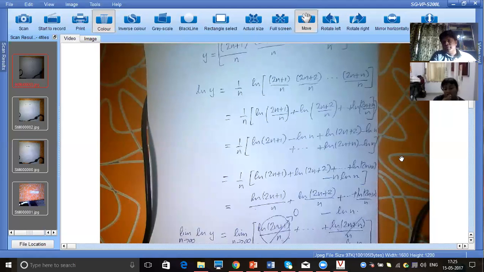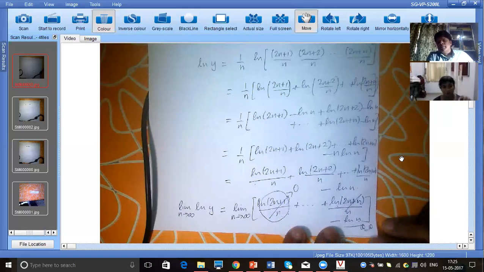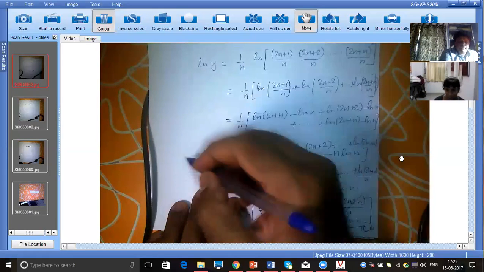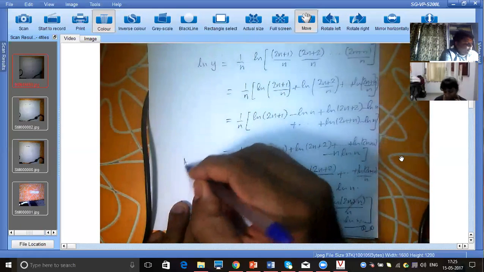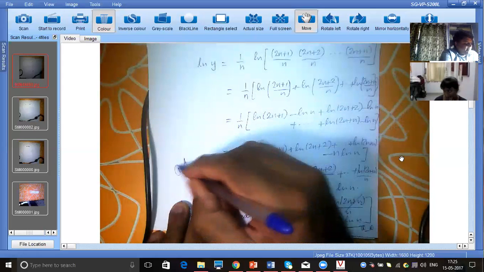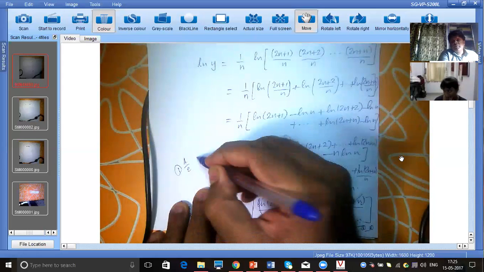But the problem is I used L'Hopital's rule and took a lot of steps further. The options are 4 by E, 27 by 4E, 27E by 4, and 4E. So what are your options? 4 by E. Second one.